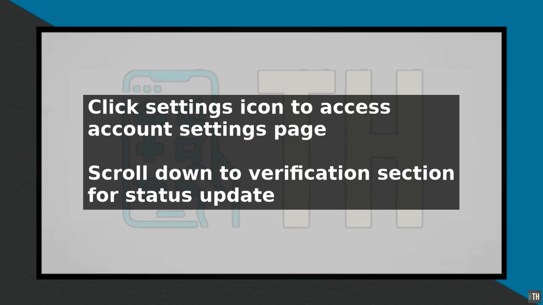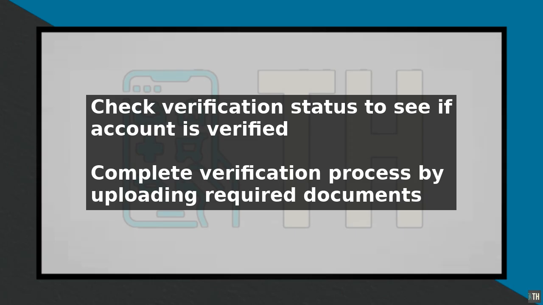After uploading the required documents, your account will be reviewed and verified by the Crypto.com team. This process usually takes a few minutes to a few hours, depending on the volume of requests. Once your account is verified, you will receive an email notification from Crypto.com. You can then log into your account and check the verification status again to confirm that it has been verified.